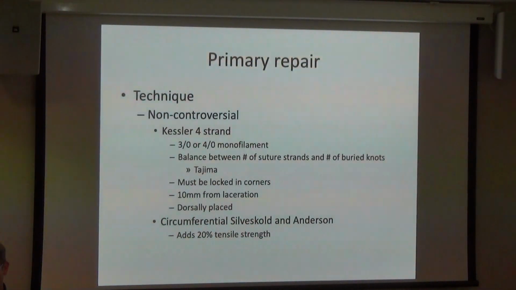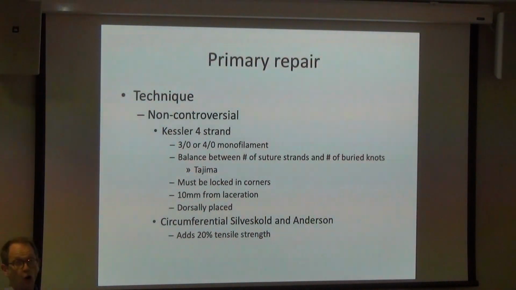Okay, so this is your non-controversial exam answer, and then I'll go into some other bits and pieces which, if you're feeling adventurous, at the end of your question you can bring up. If someone asks you how you repair a tendon injury, particularly in the hand, then you do a Kessler 4-strand using a 3 or 4 row monofilament. And then you can talk about the balance between the number of suture strands and the number of buried knots.